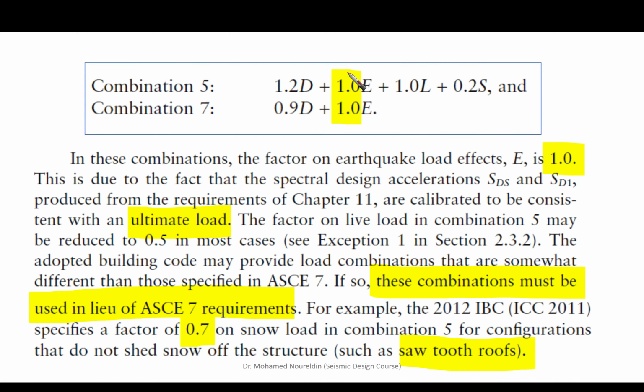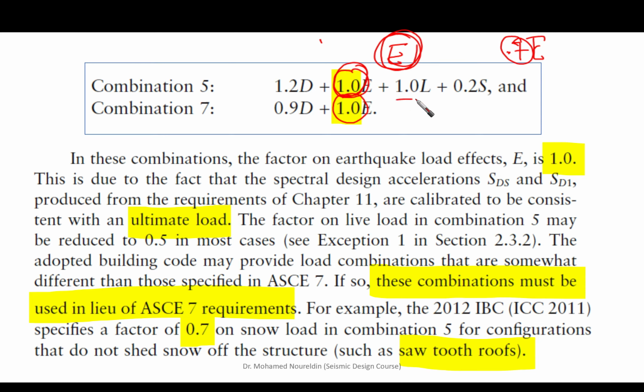First of all, you can see that we have 1 earthquake, 1 E. It means that no load factor is actually multiplied by E. This is because E has been created or calibrated to be consistent with the ultimate load, with LRFD, for example. So this is why we use 1 for E. But in allowable stress design, you are going to find it multiplied by 0.7, I guess, or something like this. So it is 1 because it is already calibrated based on an ultimate load.